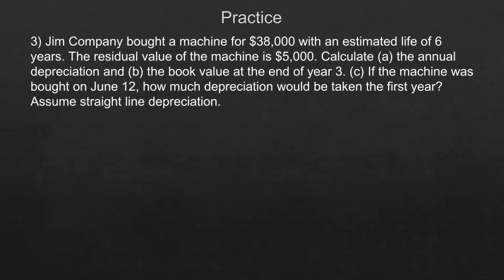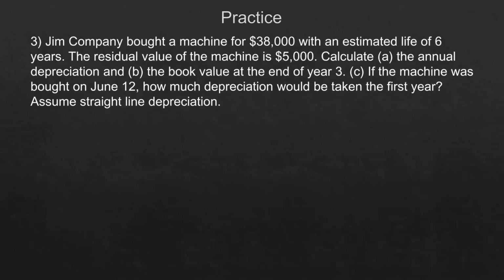Here's our next one. Jim Company bought a machine for $38,000 with an estimated life of 6 years. The residual value of the machine is $5,000. Calculate A, the annual depreciation, B, the book value at the end of year 3, C, if the machine was bought on June 12th, how much depreciation would be taken the first year.